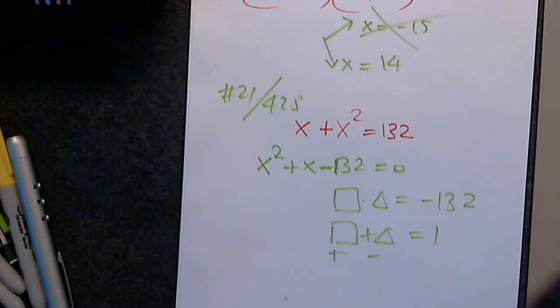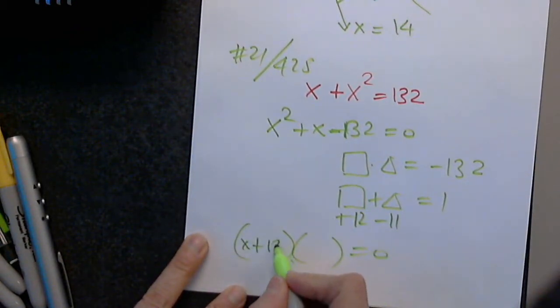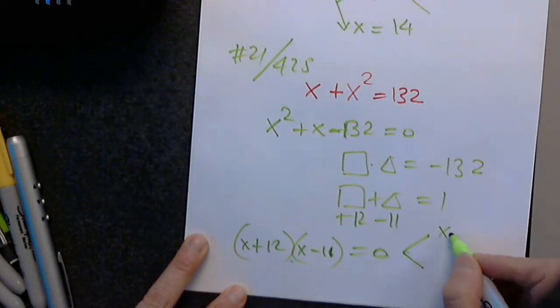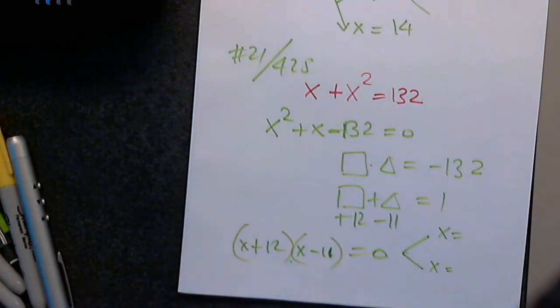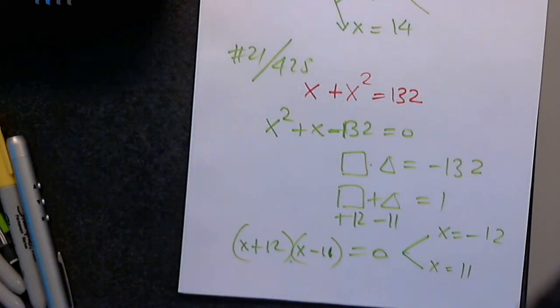Say it again, Whitney. 12 and 11. So then I get this as x plus 12 and x minus 11. And I have two options. Now I am not restricted to positive numbers or negative numbers. So this is negative 12 and positive 11. Both of them work.